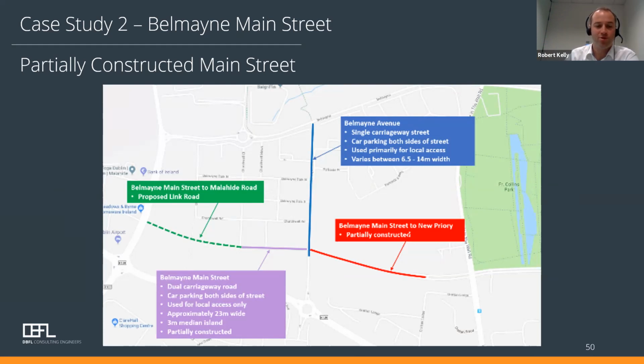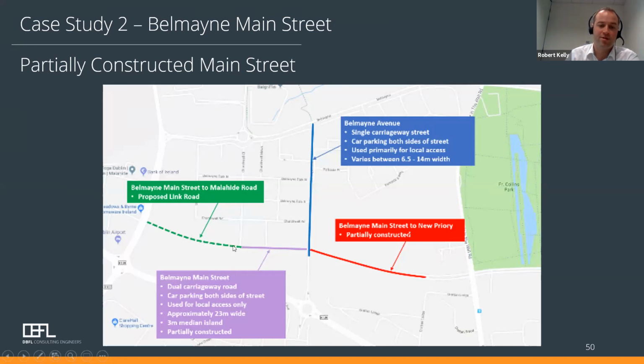But when you feed it back through a multi-criteria assessment, you consider emerging policies in the intervening period, and how they might influence a particular options assessment process. So the scheme is Balmain Main Street, which is in around the North Fringe area, as I said, and the scheme ultimately will connect to the Malahide Road and form part of the Clongriffin Corbus corridor connecting to Clongriffin Dart Station.